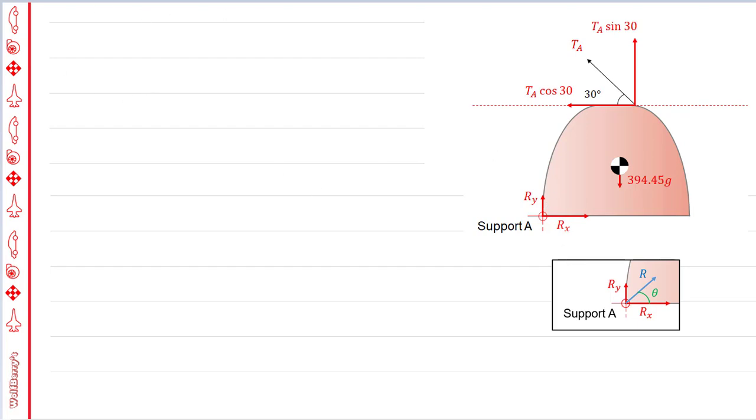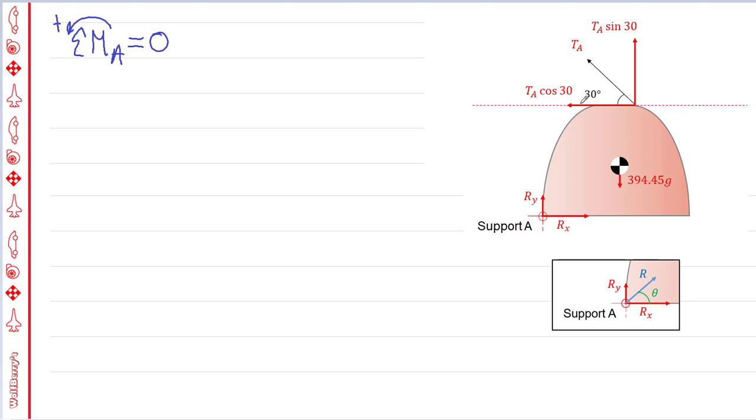Now, let's start by taking a moments equation, and I'm going to take moments about point A, support A. So what we say is, the sum of moments, always pick anti-clockwise as positive, about point A is equal to 0. The sum of moments is equal to 0 because the system is in equilibrium, it's not moving. Now, let's start with the first force.